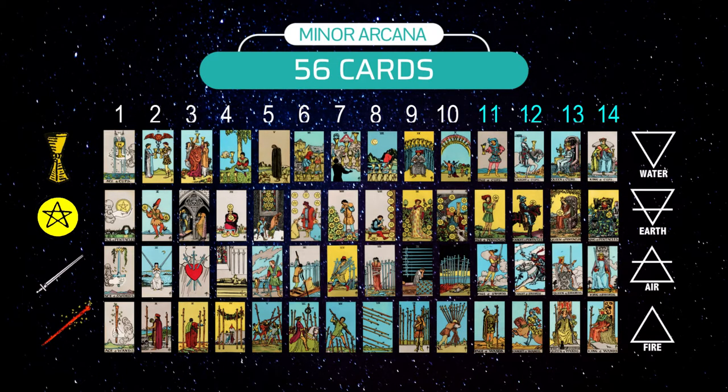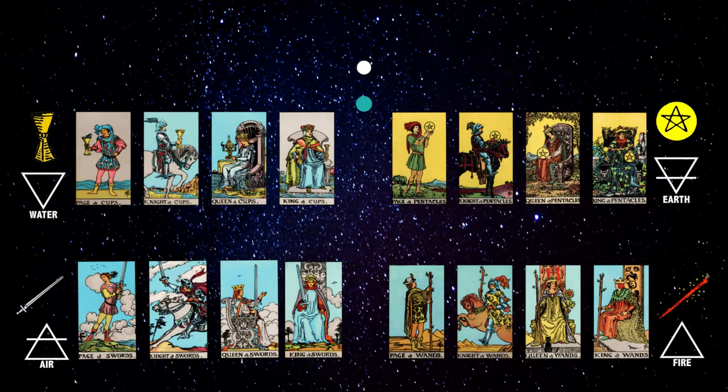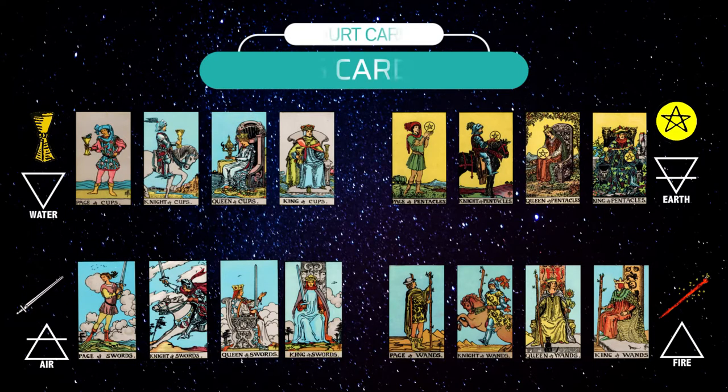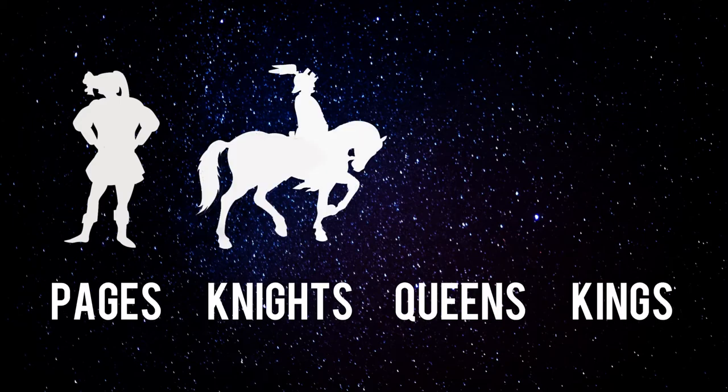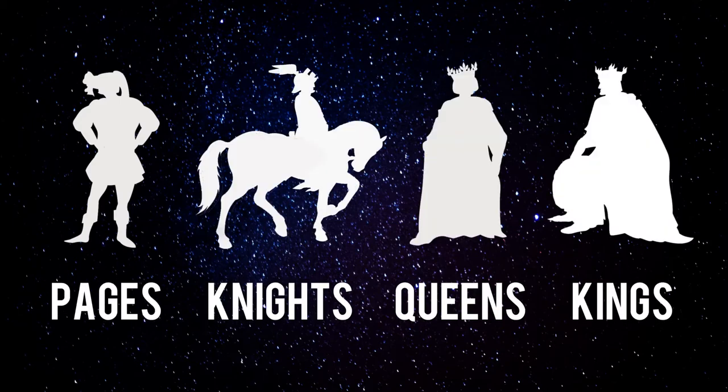They go from card 1, which is the ace, through card 10. Cards 11 through 14 are not numbered. These last four cards are the court cards. There are 16 court cards in a traditional tarot deck, four in each of the four suits. Each court card portrays a court character. These characters are pages, knights, queens, and kings.